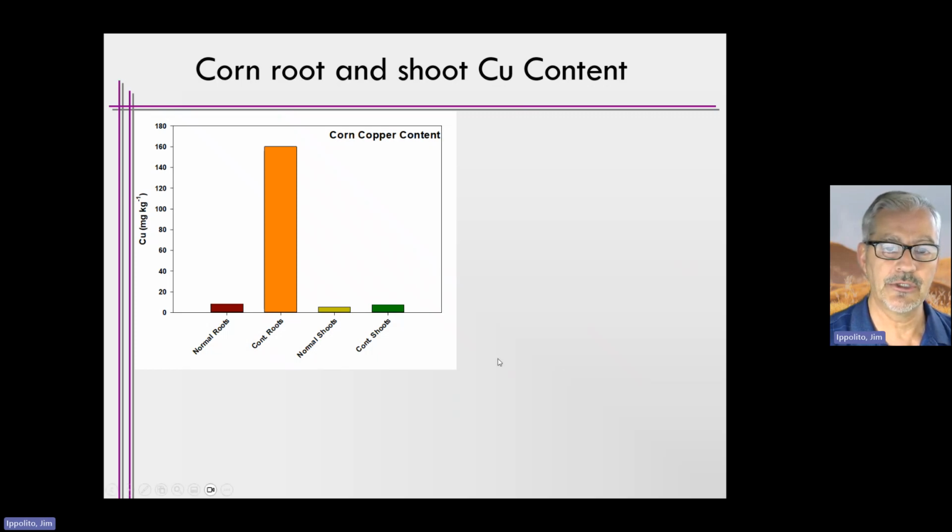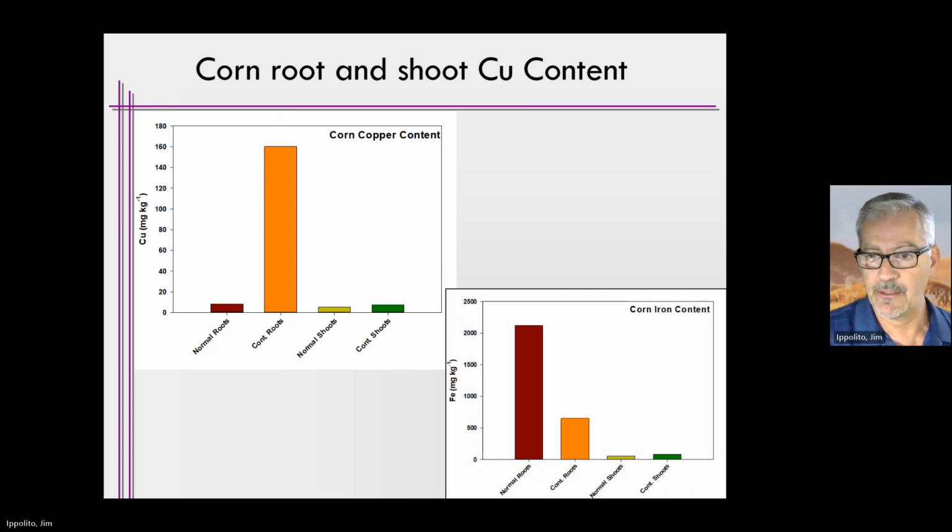The contaminated shoots tell you that there really is not that much copper present, right? But the contaminated roots, oh my gosh, there is 160 parts per million copper in the roots. And this tells you something about what's occurring in the plant.